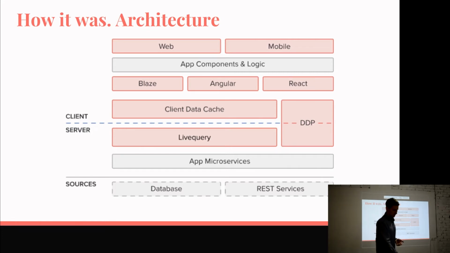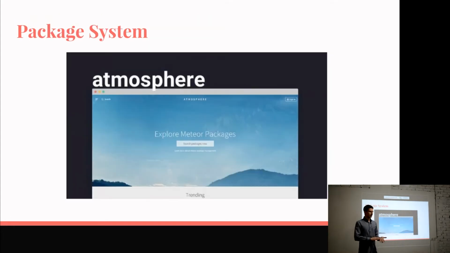The second thing is Atmosphere.js. Meteor implemented their own package system because they found the previous package system didn't work completely well for them.